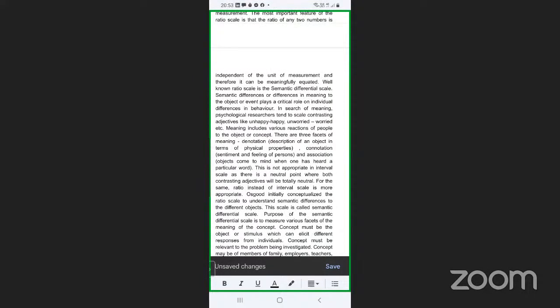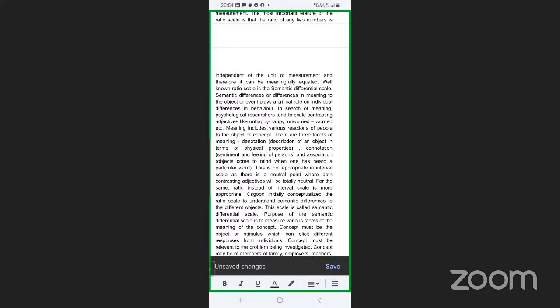There are three facets of meaning: denotation, description of an object in terms of physical properties; connotation, sentiment and feeling of a person; and association, objects that come to mind when one has heard a particular word. This is not appropriate in interval scale, as there is a neutral point where both contrasting objectives will be totally neutral.